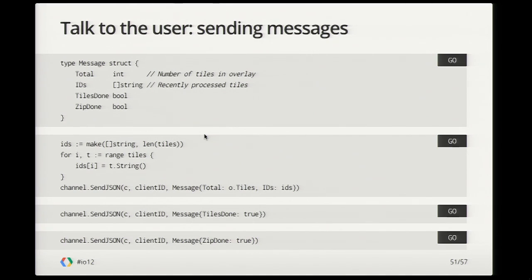The other 2 fields, tiles done and zip done, are just Boolean flags to indicate the other stages of the process. So once all of the tiles have been computed and the slice task has detected this, it sends this message with tiles done set to true with send JSON. And then the final message that the client will receive is the zip done message. So we just send a message with zip done set to true.